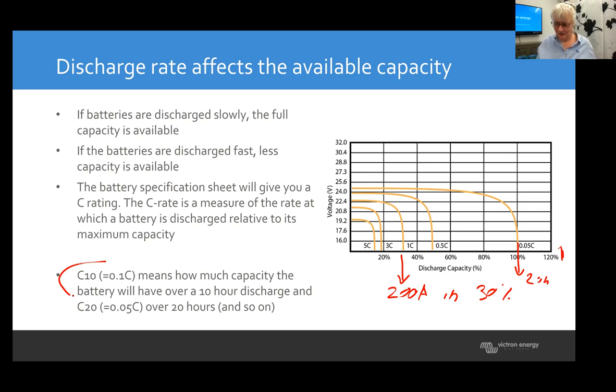So basically what they're trying to say is, at 20 hours, it's rated for that capacity. And if you do it faster, you have less capacity. Another thing: lithium doesn't suffer from this much at all. So with lithium, you don't have this problem, which actually gives you a bigger capacity you can work with than when you have lead acids.